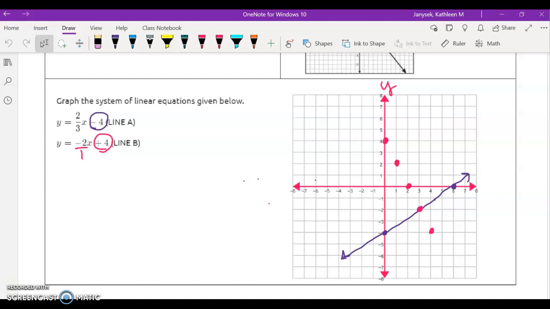Wonderful. And now we can see that this is our solution right here, this point, which is located at negative 3 is the x and 2 is the y. So I'm going to write that right here. Negative 3, 2 is the solution.